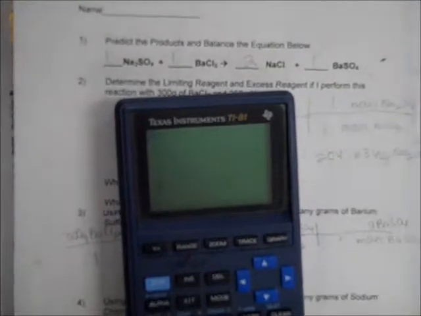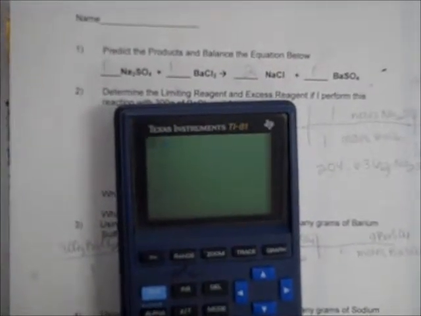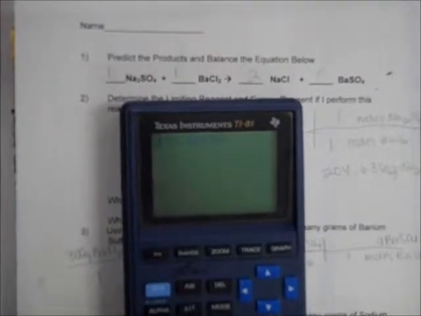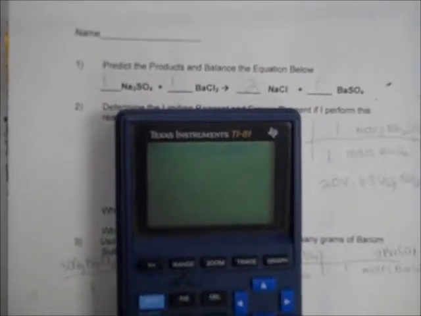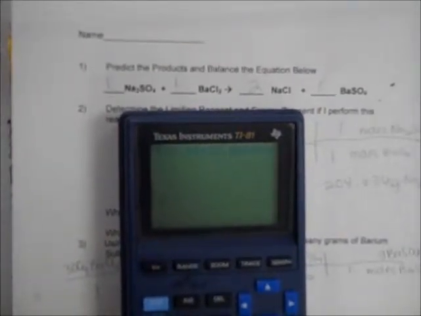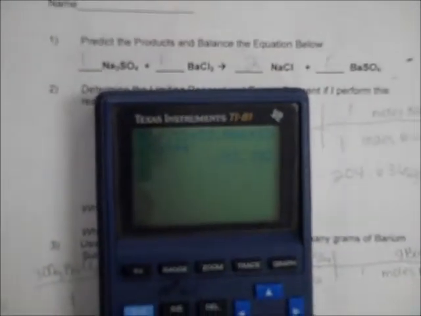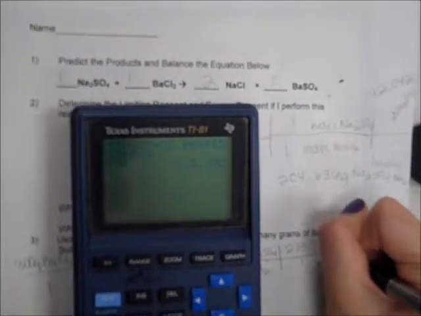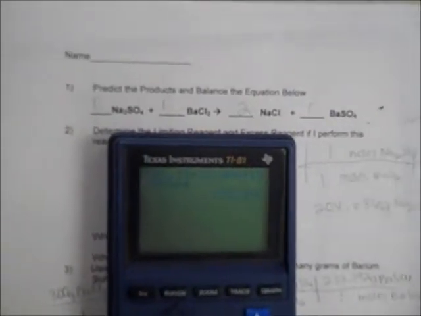And to find BaSO4, you go from 137.33 plus S, which is 32.066, plus 15.999 times 4. You get 233.392, units grams of.